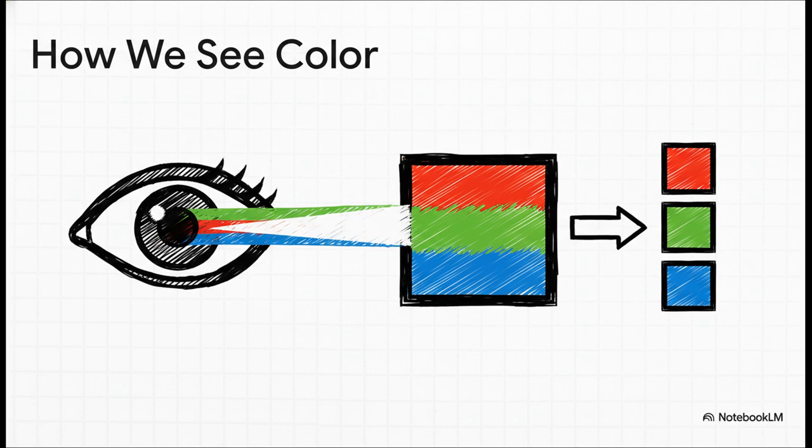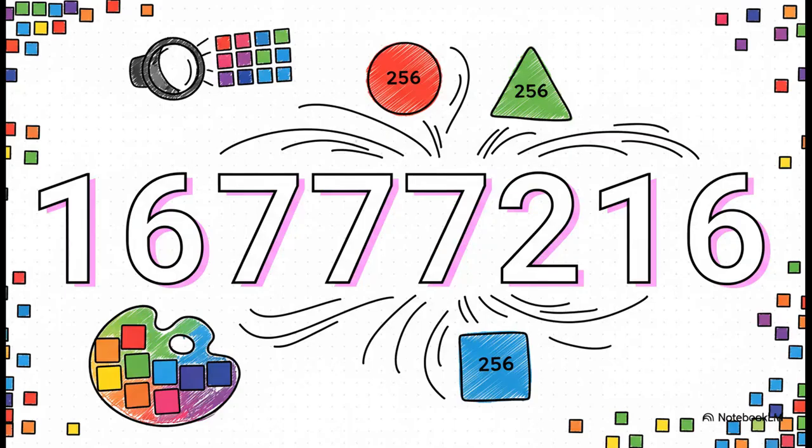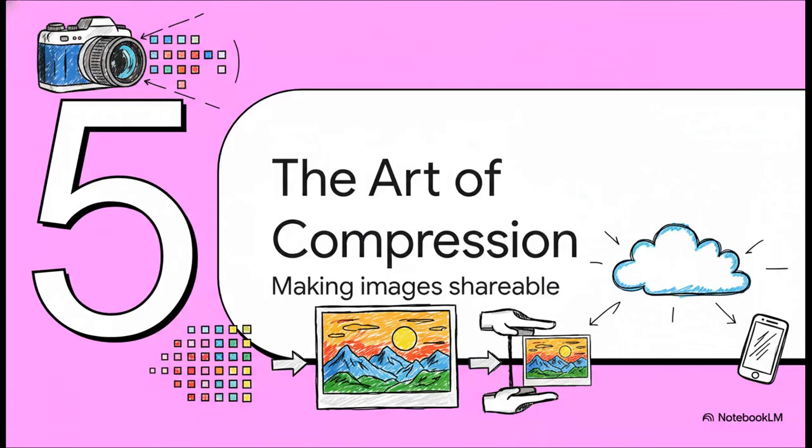It assigns 3 different numbers to every single pixel, 1 for how much red is in it, 1 for green, and 1 for blue. And when you combine those 3 values, with each one having 256 possible levels, well, you get this, over 16.7 million possible colors for every single pixel. It is a truly enormous digital palette, and it's what allows us to represent all the subtle nuances of the real world with incredible fidelity.